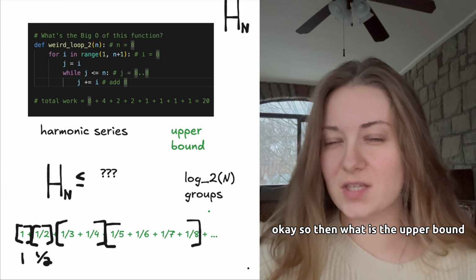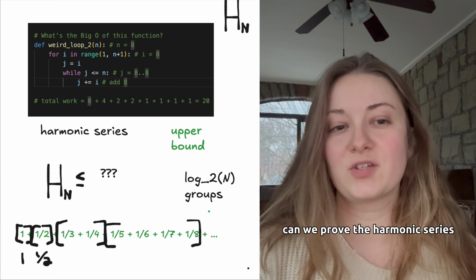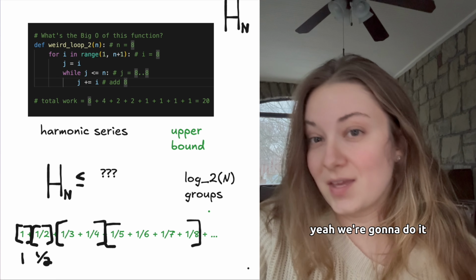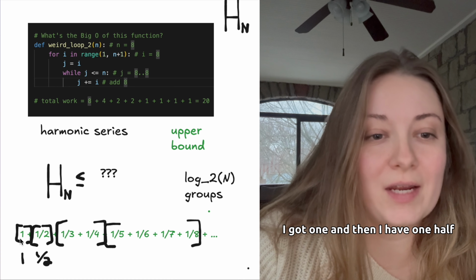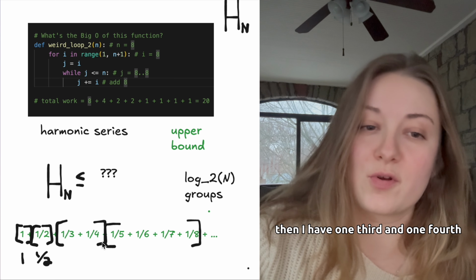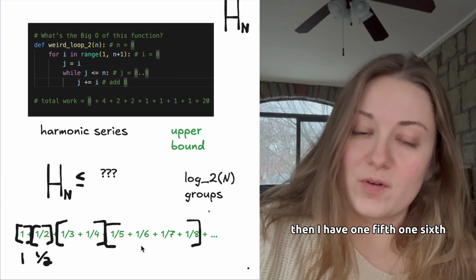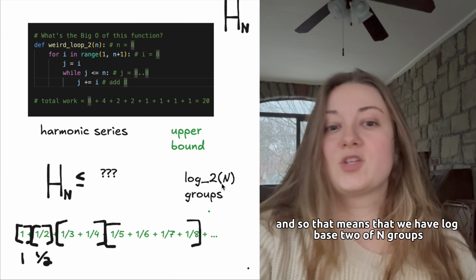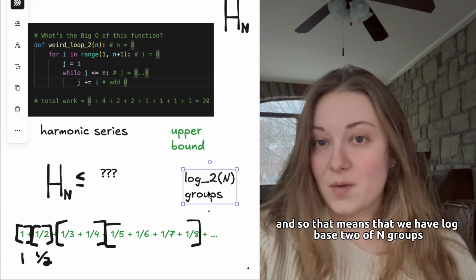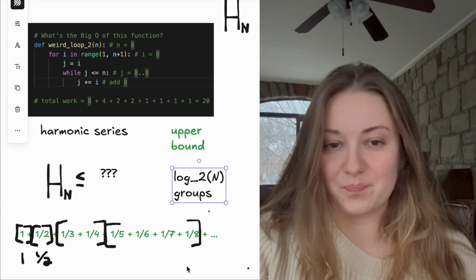Okay, so then what is the upper bound? Can we prove the harmonic series is always below a certain value? Yeah, we're going to do it in the same way we showed the lower bound. So here I have my groups again. I got 1, and then I have 1/2, then I have 1/3 and 1/4, then I have 1/5, 1/6, 1/7, and 1/8, and still we're grouping in powers of 2 here. And so that means that we have log base 2 of n groups.